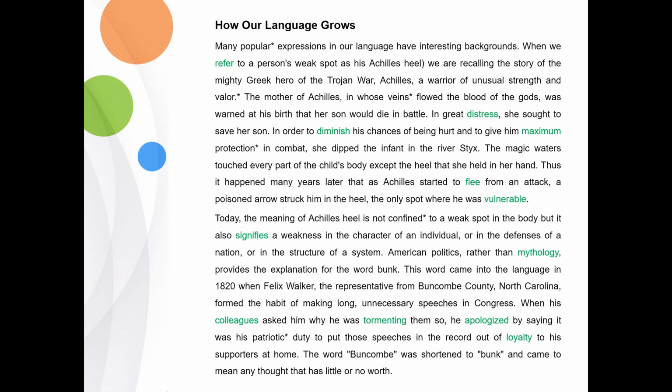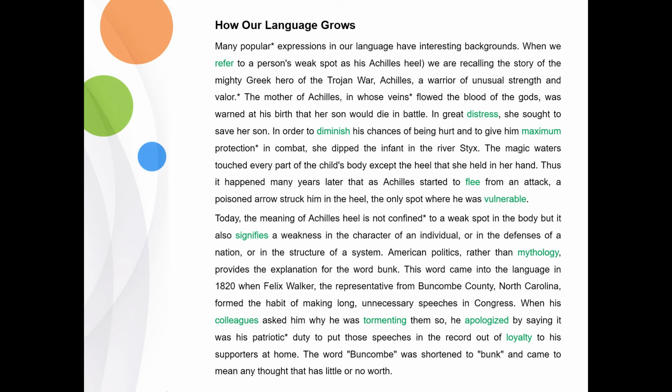Achilles, a warrior of unusual strength and valor. The mother of Achilles, in whose veins flowed the blood of the gods, was warned at his birth that her son would die in battle. In great distress, she sought to save her son.